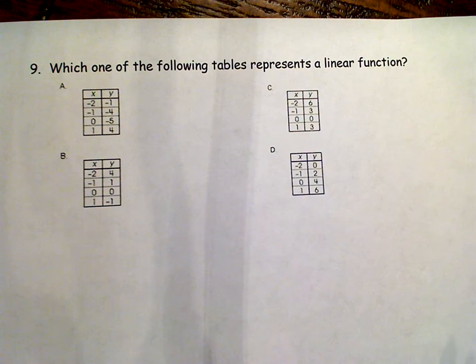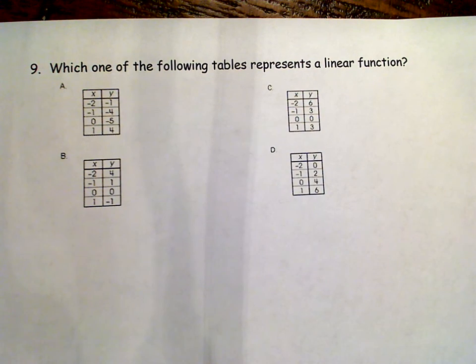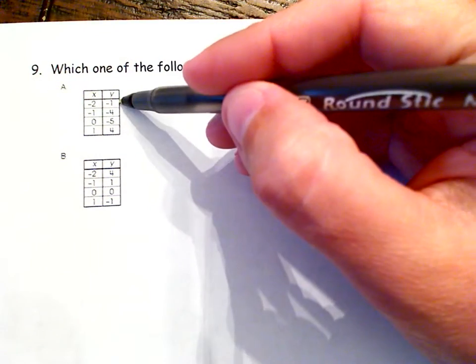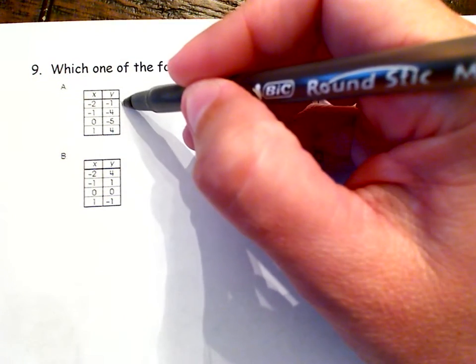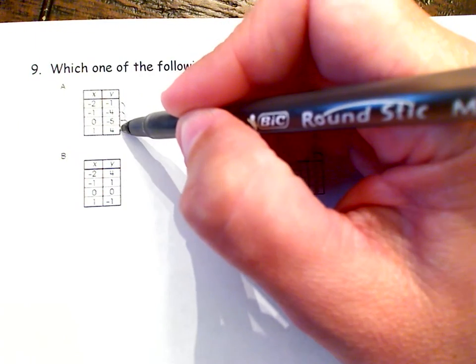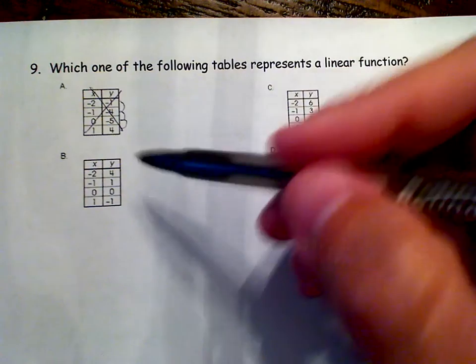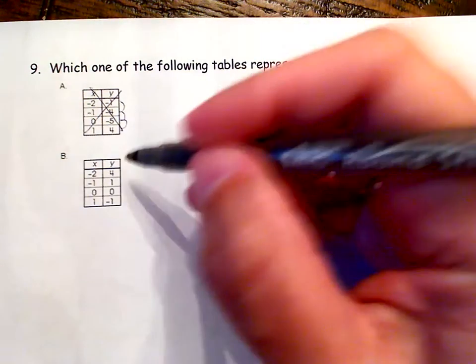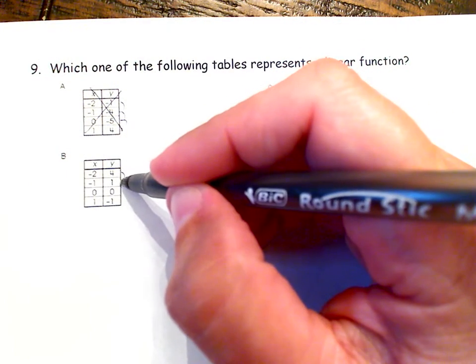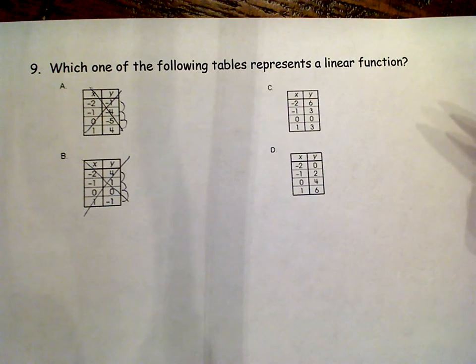So that doesn't really help me. So now I need to look at the y values. They all have to increase by the same amount. This one decreases by 3, then it decreases by 1, and then it increases. So that's not a linear function. If we look at b, it goes down by 3, then down by 1, then down by 1. That's not a linear function.